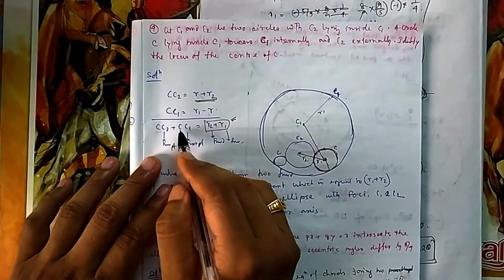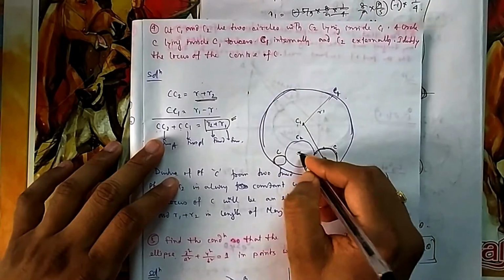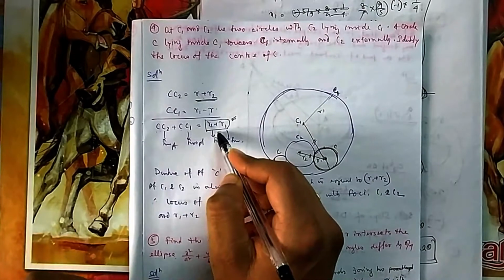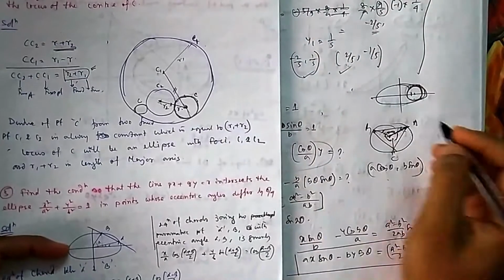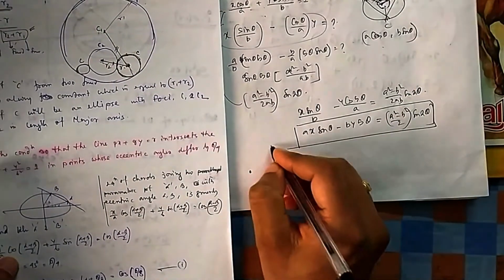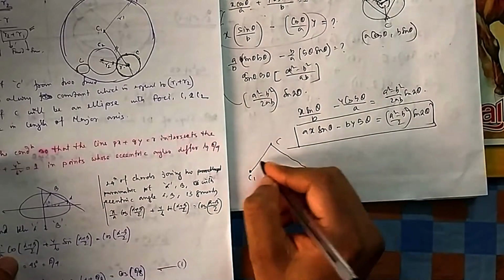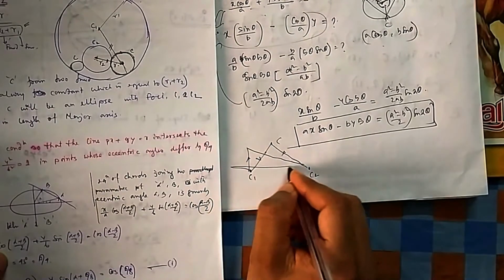And you see CC2 plus CC1, that means the distance from C1 plus the distance from C2, the sum of these two distances is always fixed. So what was the locus of this point? Suppose you have two fixed points. Remember the first class experiment, you have two points, and another point which is moving, but the sum of the distances from these two fixed points is always the same. What was this? It was an ellipse.